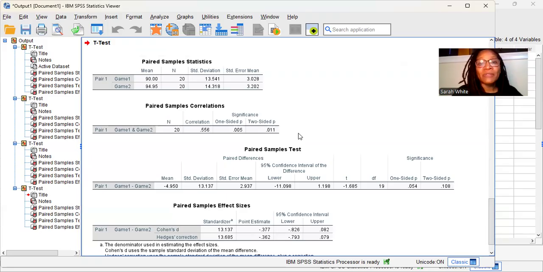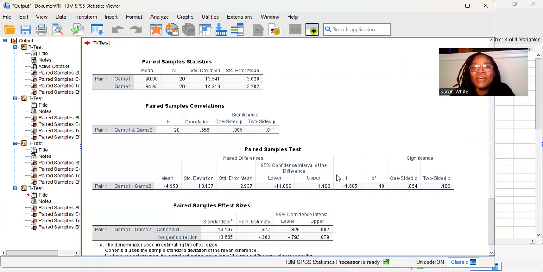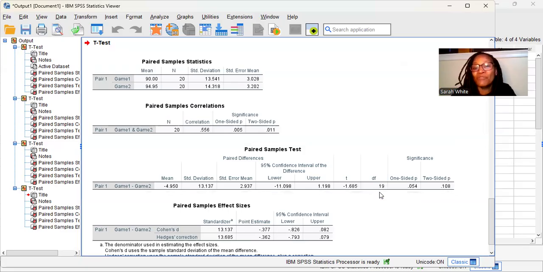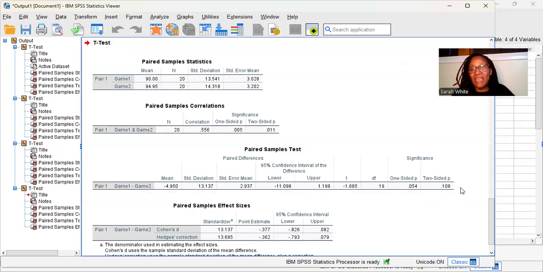Next, we're going to look at the paired sample t-test just a little bit down below here. And what we can see here is our t-test. If we go down here, we can see our t-test is a negative 1.685, or negative 1.69 roughly, with degrees of freedom of 19, and our two-sided p-value is 0.108. Of course, because this p-value is greater than the alpha or significance level of 0.05, I'm going to go ahead and fail to reject the null hypothesis in this case.